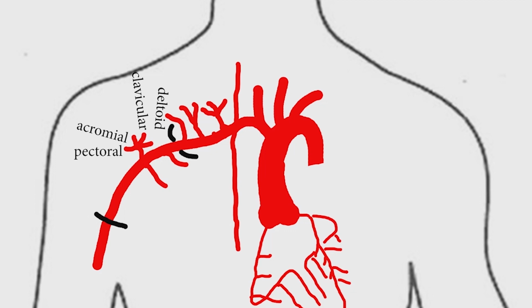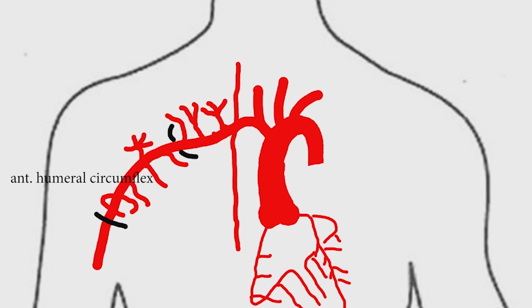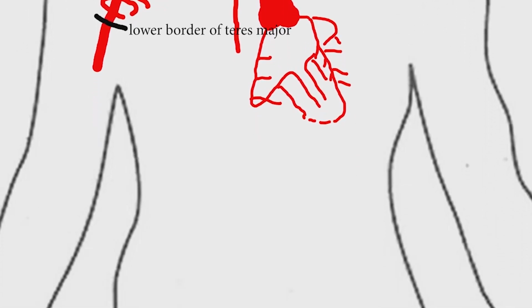The third part of axillary artery gives rise to three branches: subscapular artery, posterior humeral circumflex artery, and anterior humeral circumflex artery. The axillary artery continues as brachial artery from the lower border of teres major muscle. The brachial artery terminates into radial and ulnar arteries.